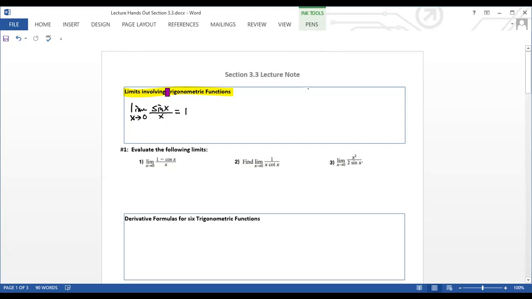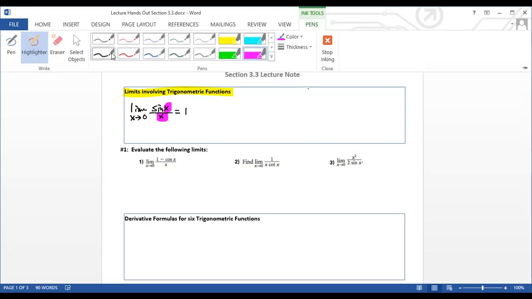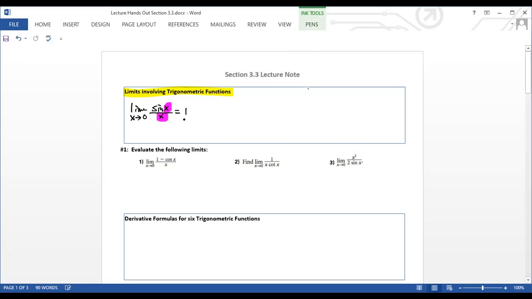In order to use this formula, be careful: this x and this x have to match. If you have a sine 2x on top, then on the bottom you have to have 2x as well. So they have to match. We're going to do some problems, and you will see how I manipulate expressions to match those.